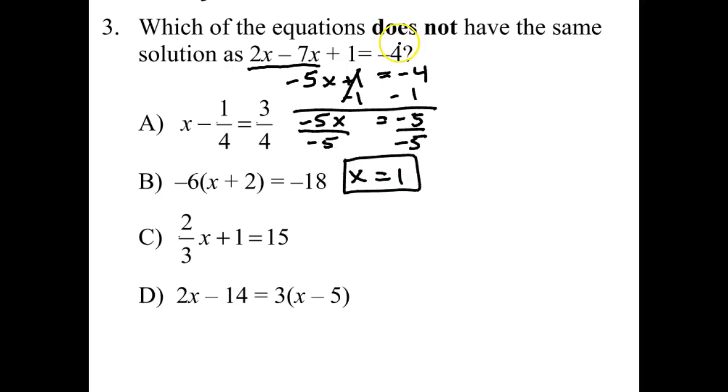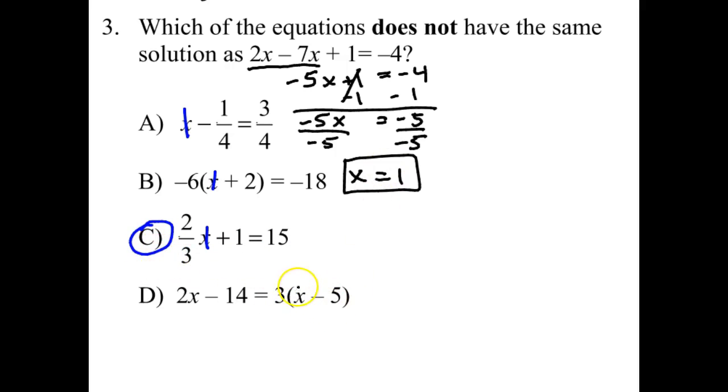Now, which of these does not have the same solution? Very careful here. If it does have an answer of 1, we're not going to circle it, because that's not what they're asking. So, on the first one, does 1 minus 1/4 equal 3/4? It does. Okay. Here, plug in 1, so we have 3 times negative 6, that equals 18. So 1's an answer for both of these so far. Plug in 1 right here. 2/3 plus 1 does not equal 15. So C would be our first one.